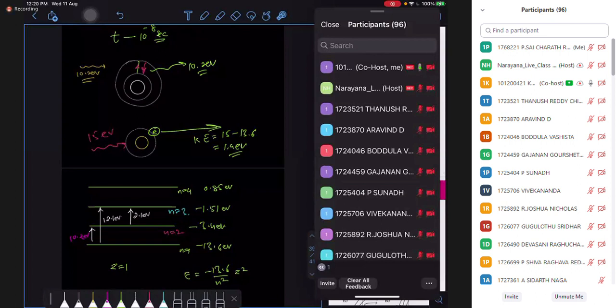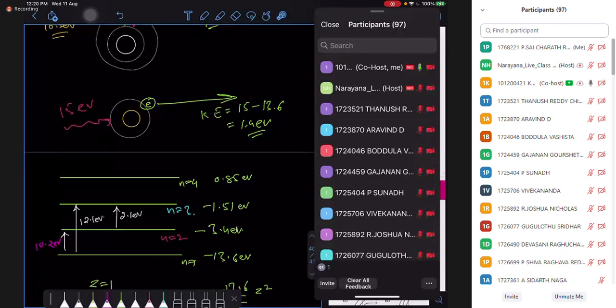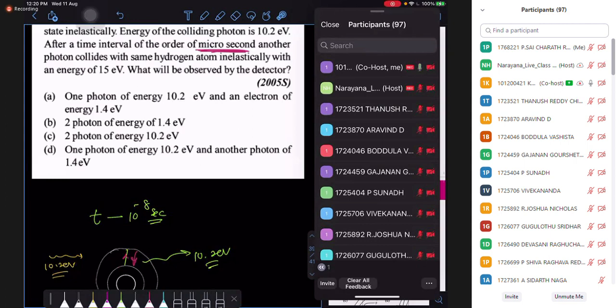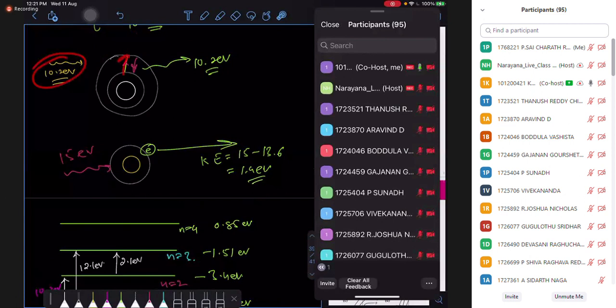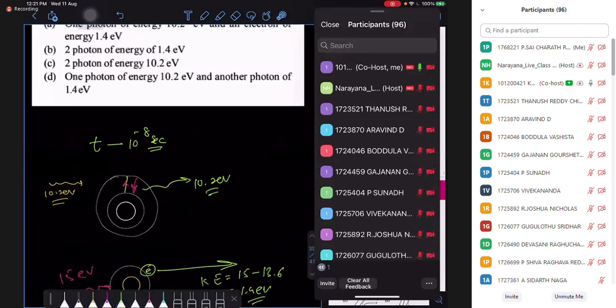The real picture is quite complicated, but this is the simplest picture, and the syllabus questions are about the simplest picture only. Never complicated here. Now see the options here. A photon of energy 10.2 and an electron of energy 1.4. Yes, that is the final state. The first photon was excited and de-excited, so you have one photon of 10.2, and the second time the electron is ionized and gives kinetic energy of 1.4. So the best option is A.